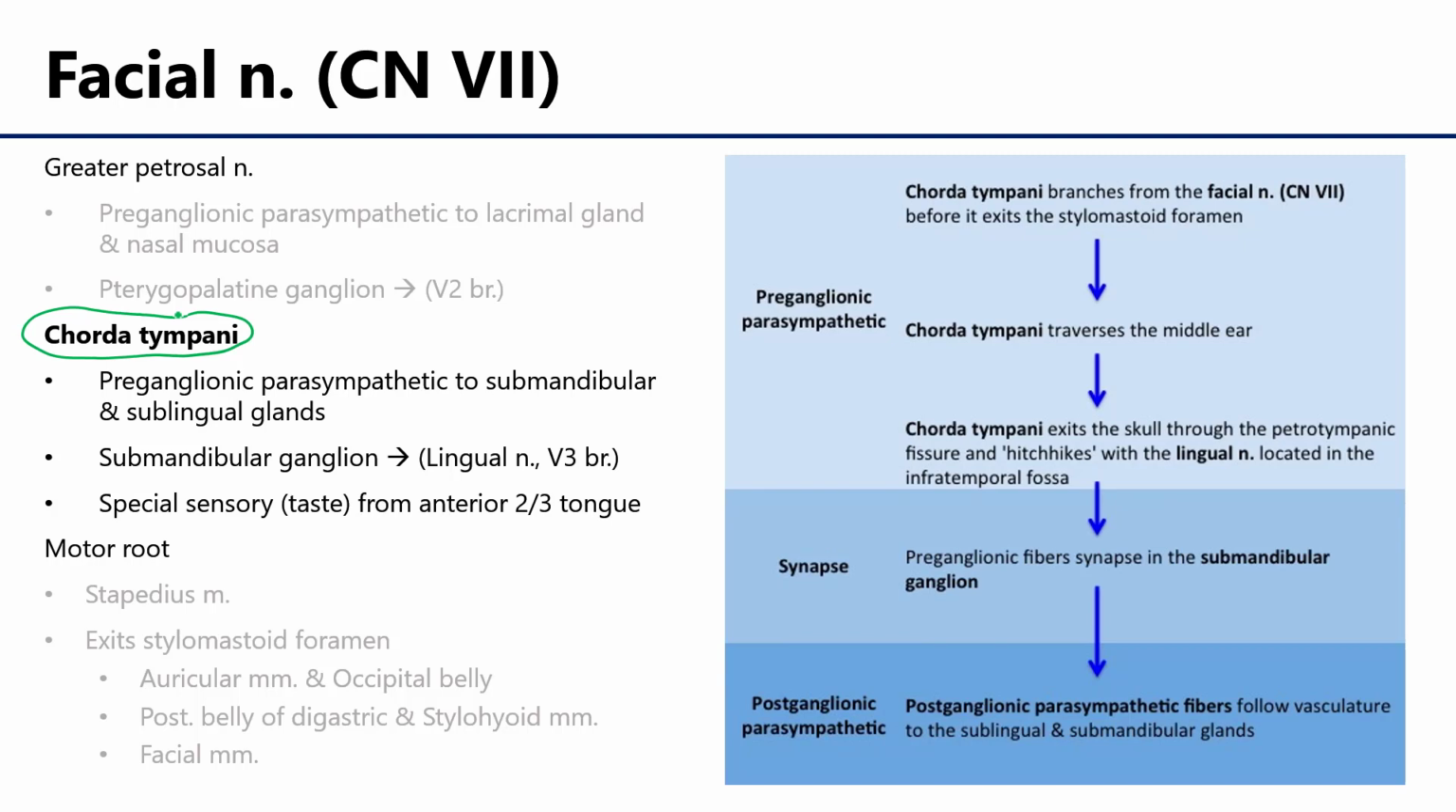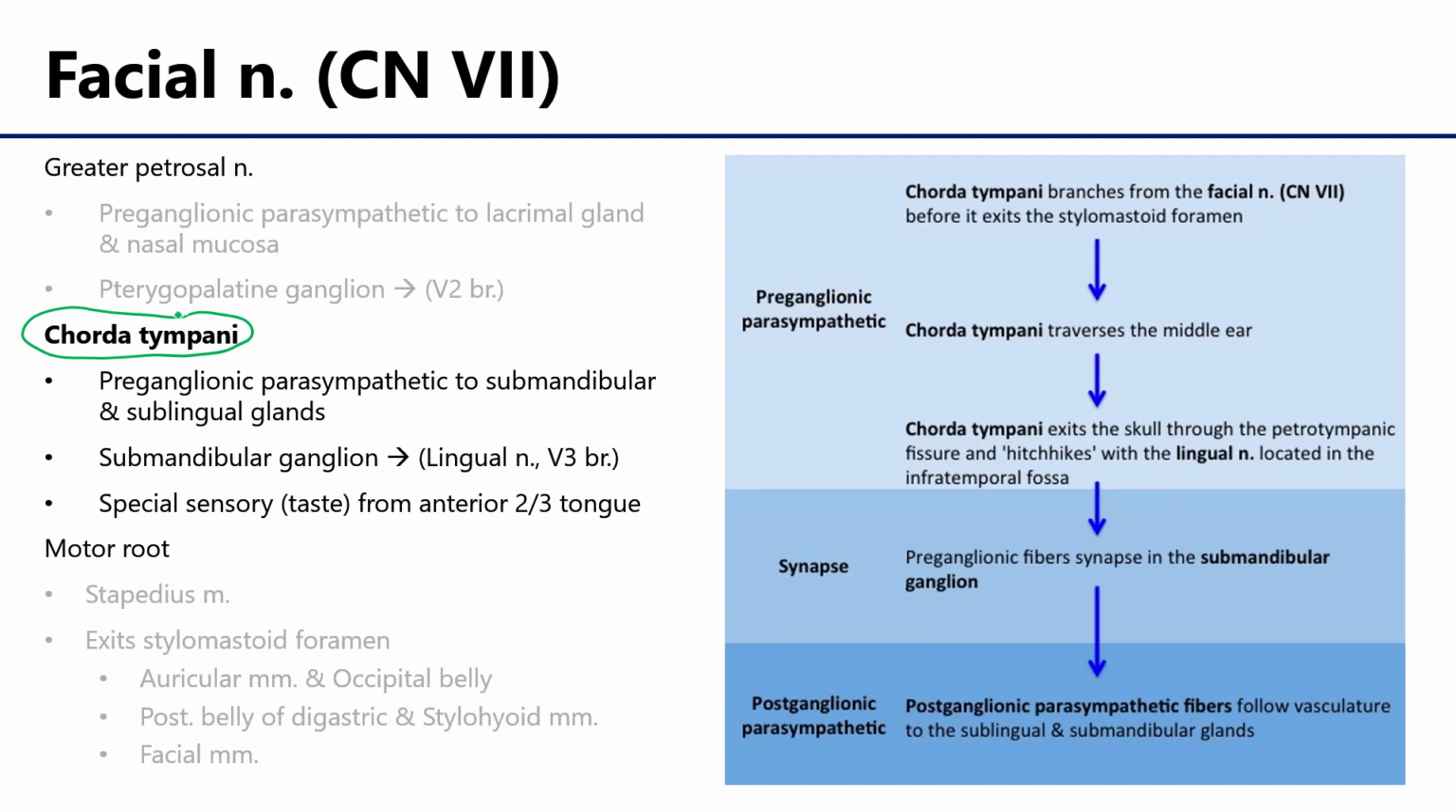So, chorda tympani is comprised of preganglionic parasympathetic fibers that are heading out to play a role in the innervation of both submandibular and sublingual glands. Chorda tympani fibers are ultimately going to synapse in what's known as the submandibular ganglion.